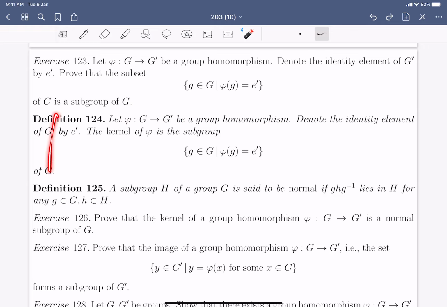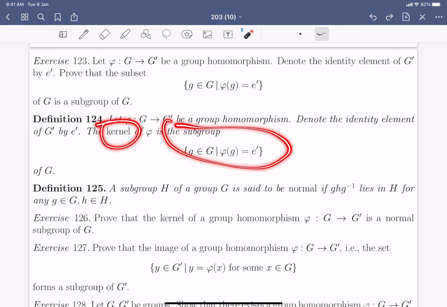And I could have introduced this definition before introducing this exercise, but of course at that time we could not have used the word subgroup. So thanks to this exercise, we know that this is a subgroup. Now we can say that this subgroup is called the kernel. So things are logical as of now.